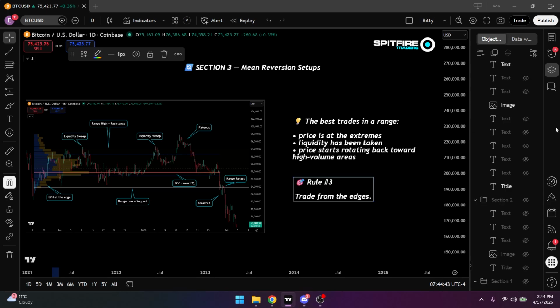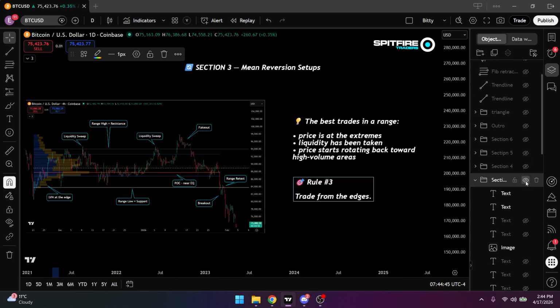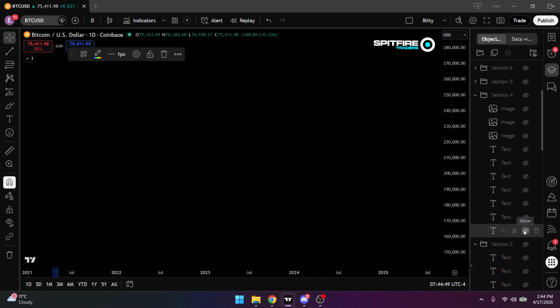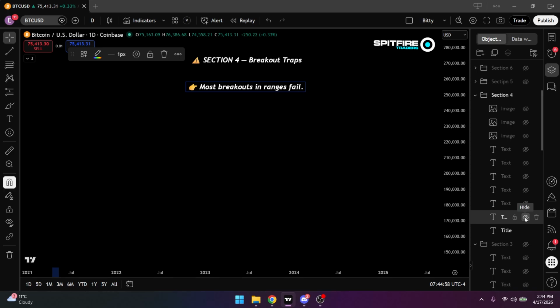Now let's talk about breakout traps. This is where most traders lose. They see price breaking out of the range and immediately jump in, expecting a strong move. But here's the truth. Most breakouts in ranges fail. Why? Because the market doesn't move just to break levels. It moves to find liquidity.